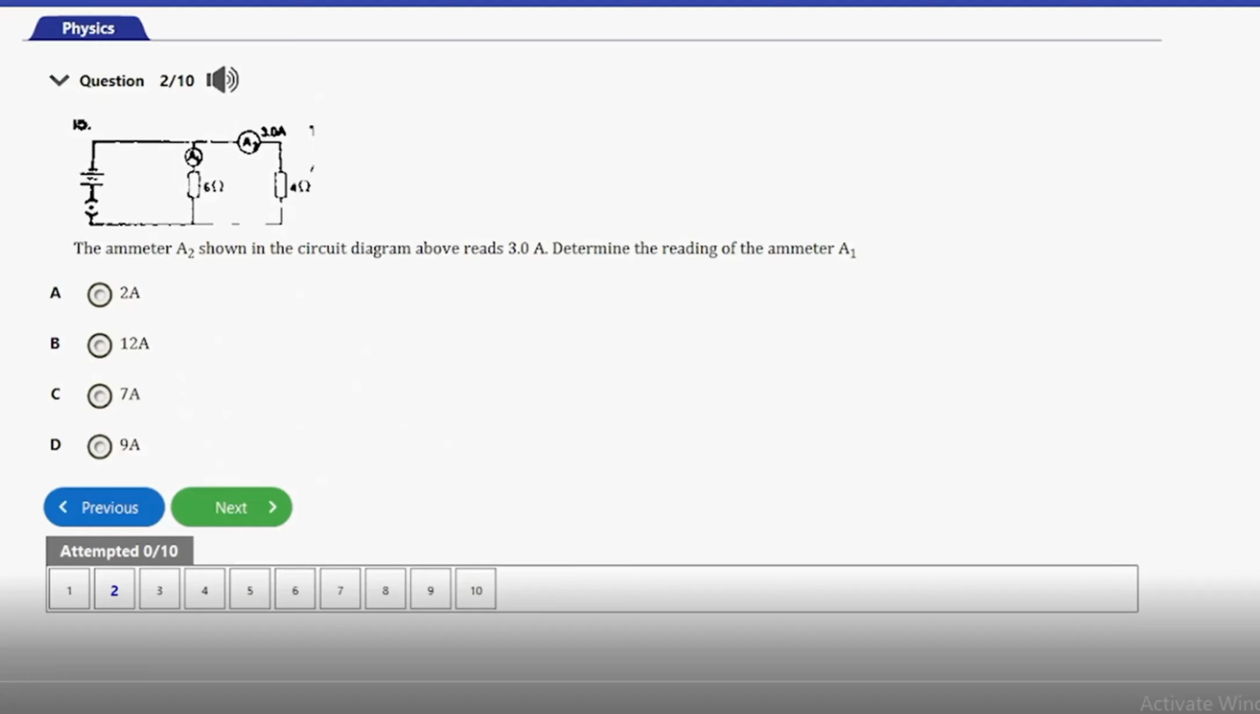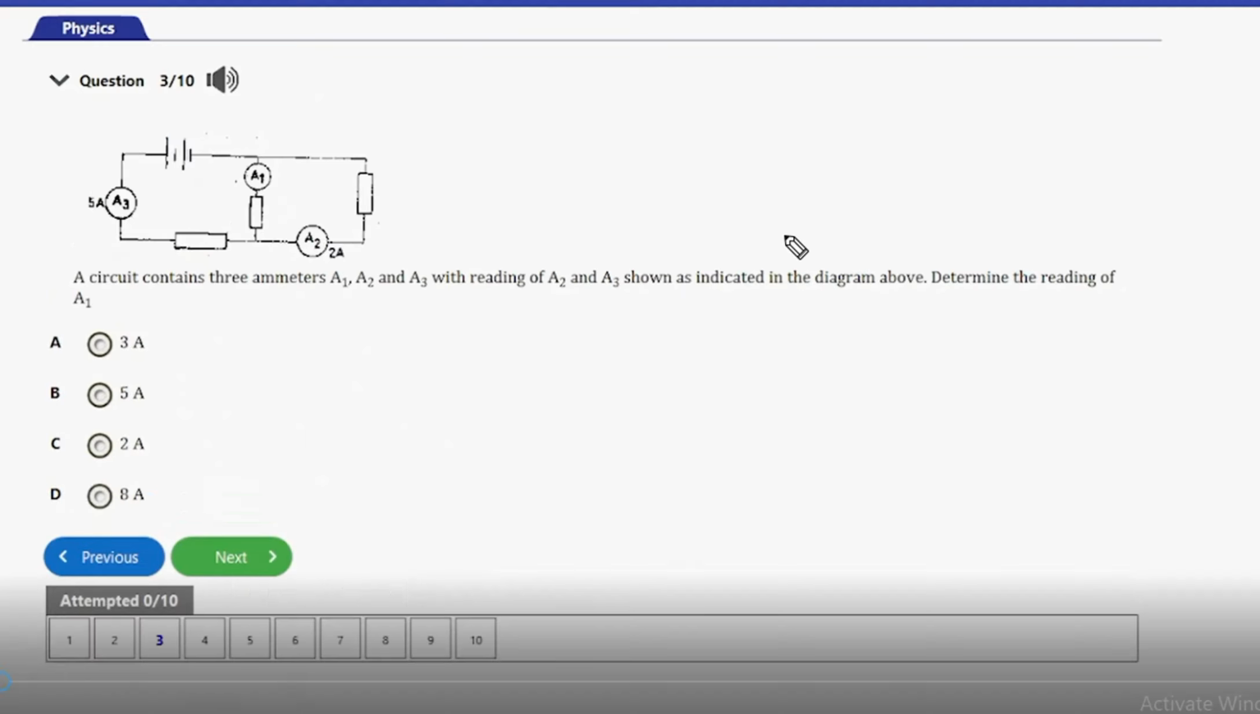So let's go ahead and consider the next question, guys. So that's question number 3. It says a circuit contains 3 ammeters, A1, A2 and A3, with readings of A2 and A3 shown as indicated in the diagram above. Determine the reading of A1. So we've seen the reading of A3 here, which is 5 amps, and we've seen that of A1, which is not given, and then A2 is 2 amps.